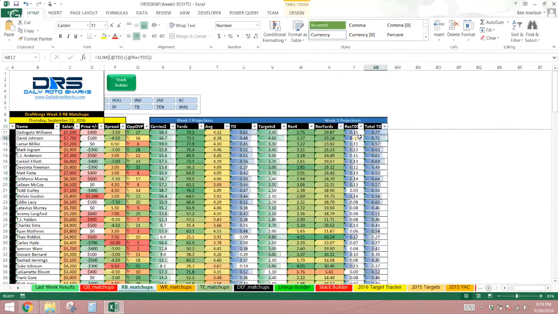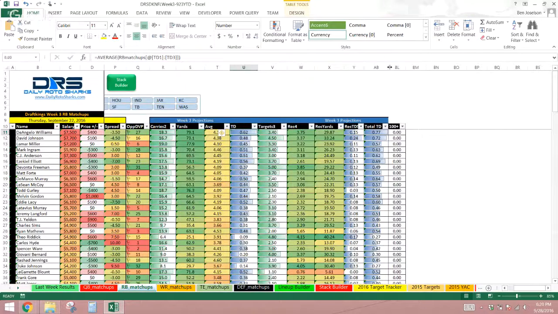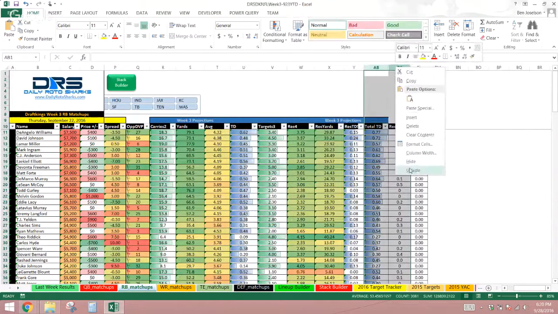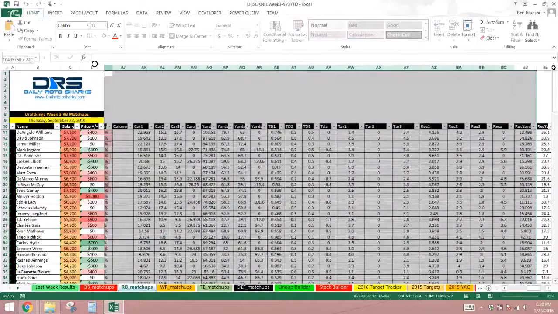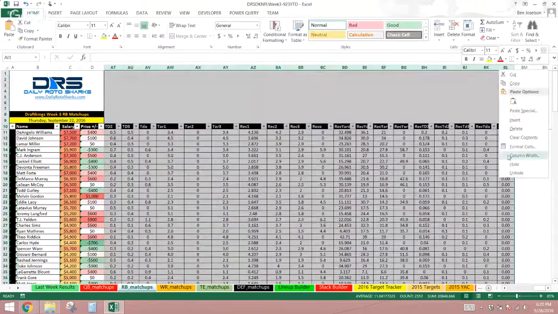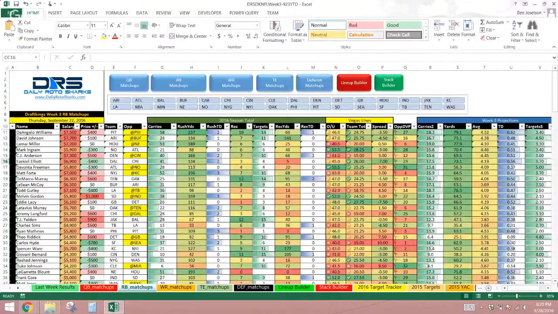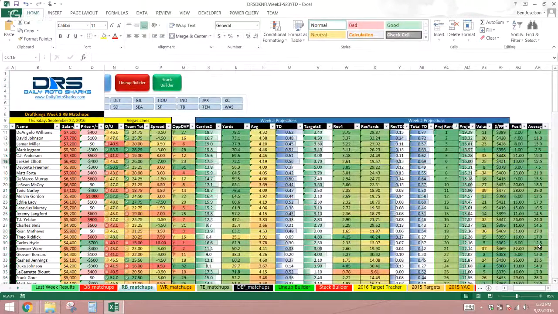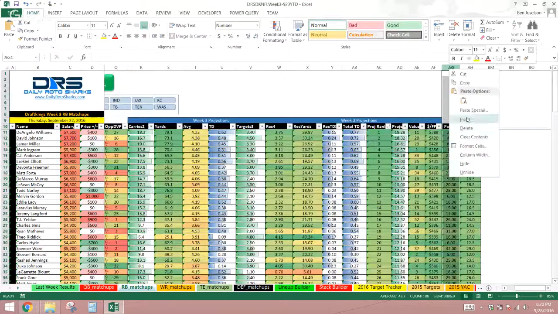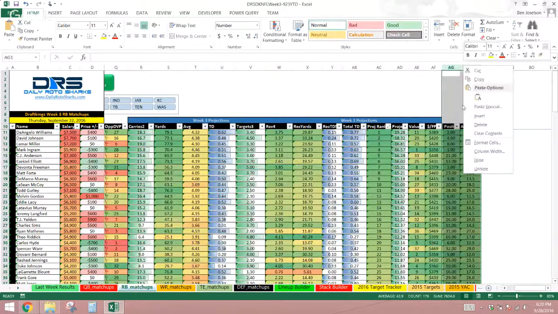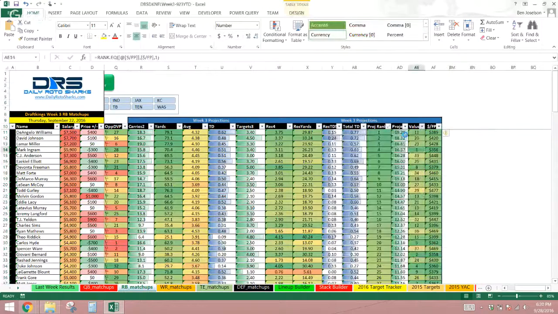We have, let's see, the projections here. Okay. So then we have all the numbers here. We have the projected value. The value, all that stuff is still right here.